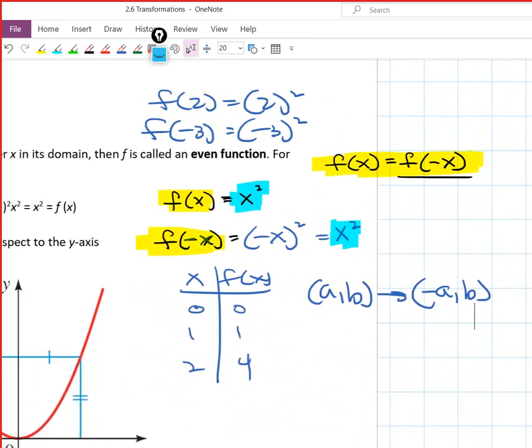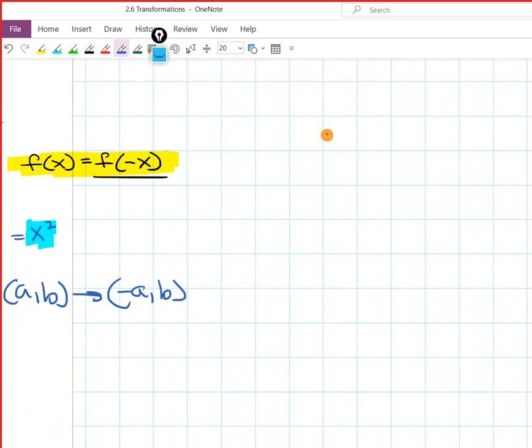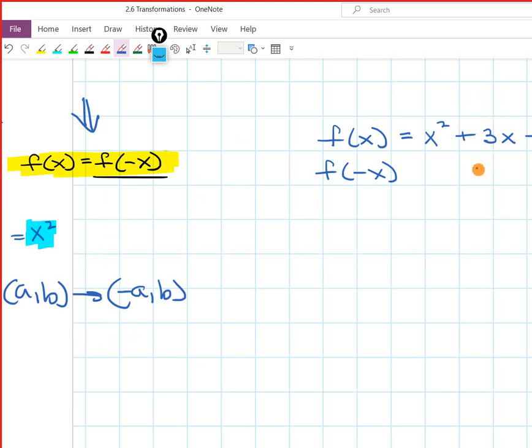What if I take something like, let's say we've got f of x equals x squared plus 3x minus 7. And I ask you, is that even, odd, or neither? Right now let's just see if it's even. So we're going to figure out what f of negative x would look like, because the rule again is that right there. We've got to check that. So everywhere I see an x in my f of x, I'm going to replace it with negative x. And I'm going to evaluate.